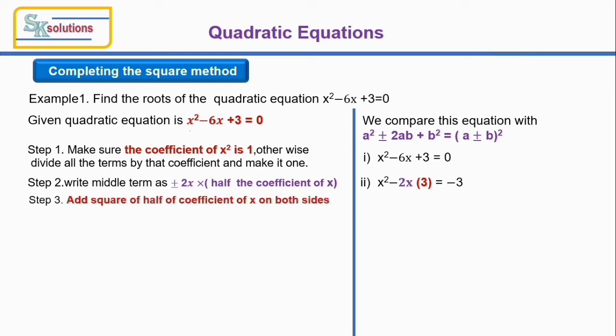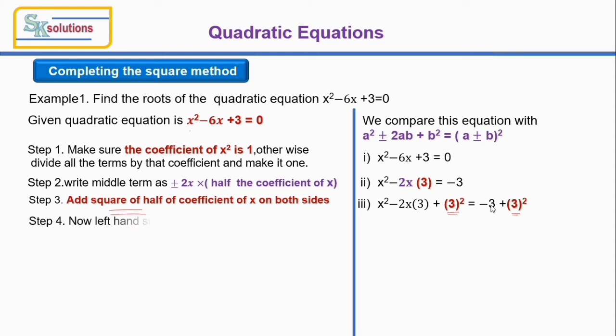And in the next step, third step, what we'll do, add the square of half of the coefficient of x on both sides. So the half of the coefficient of x is 3, and we have added 3 squared on both sides of the equation. You know, when we add something to an equation, we have to add it on both sides of the equation, otherwise there will be a change in the value of the equation. Equation will not be true. So we have added 3 squared on both sides.